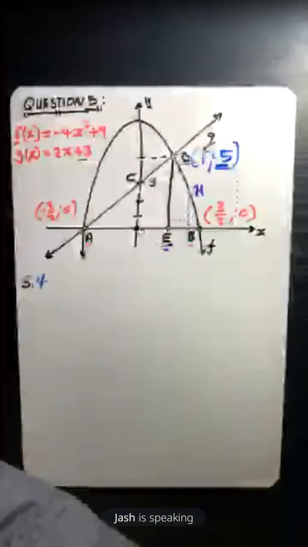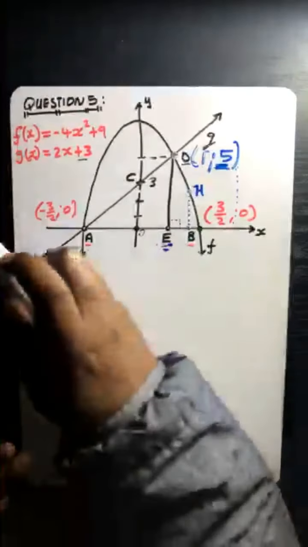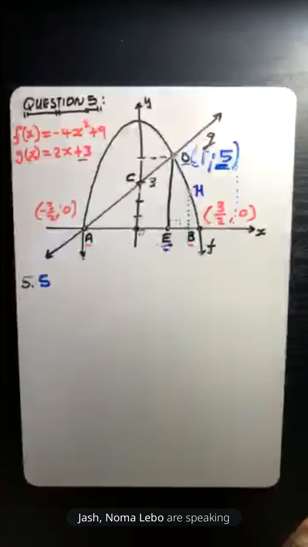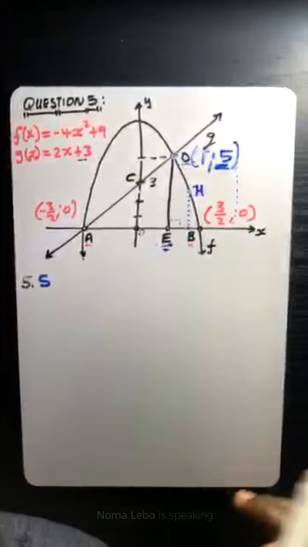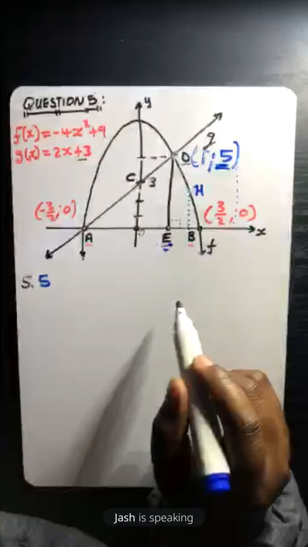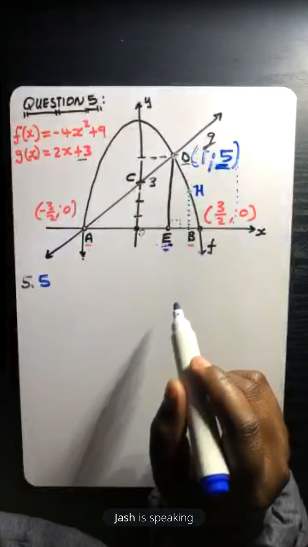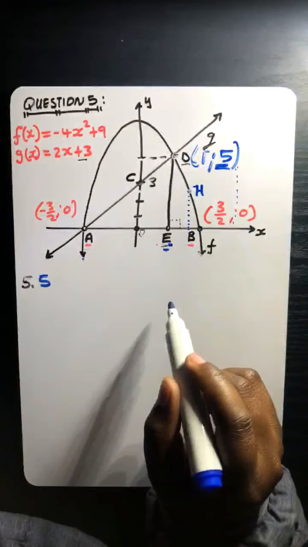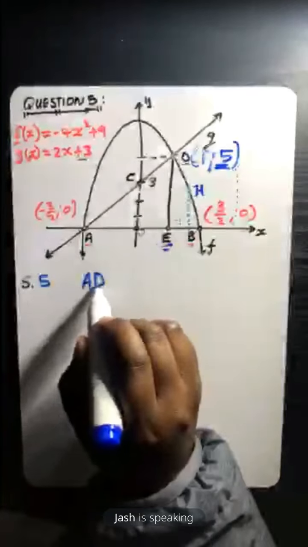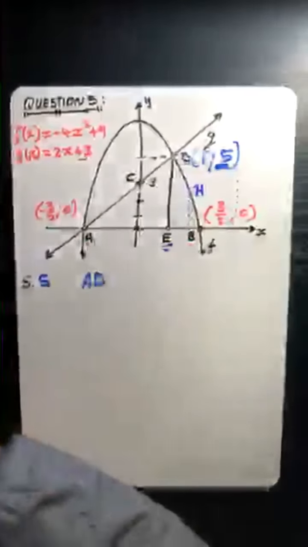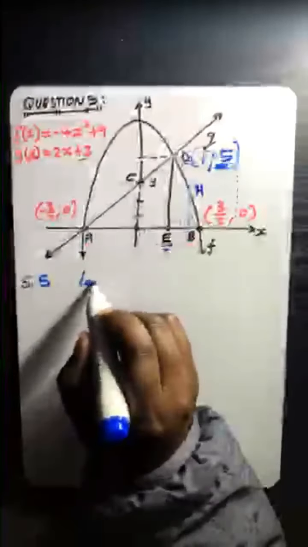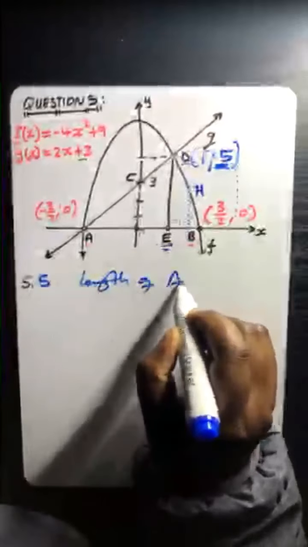5.5 is our last question. Calculate the length of AD. So it says to calculate the length of AD. Okay, length of AD.